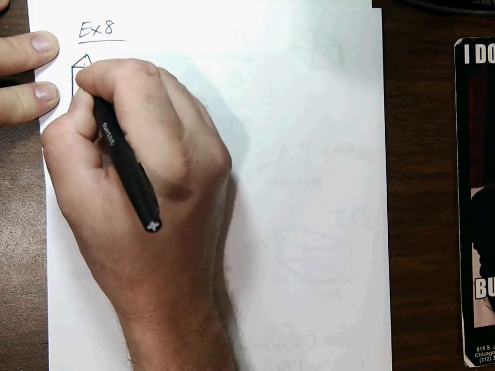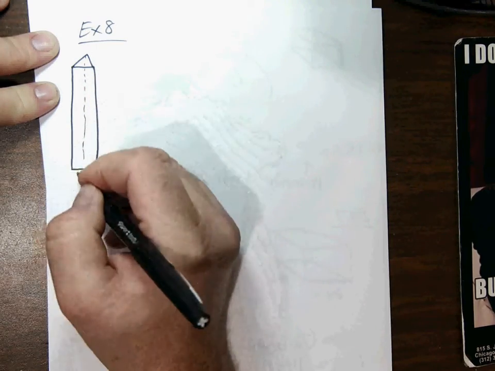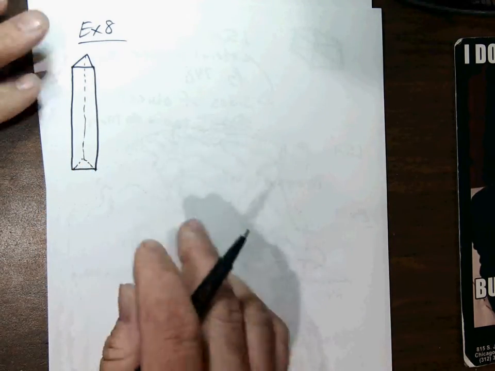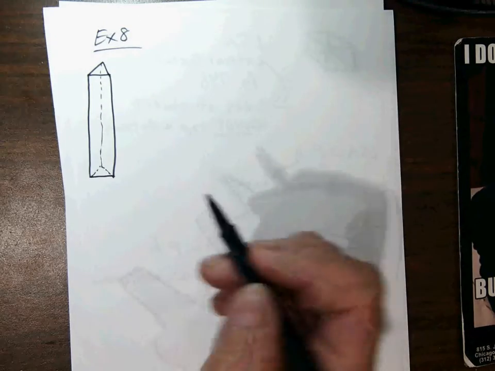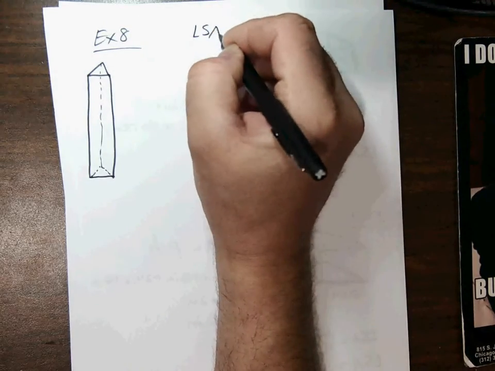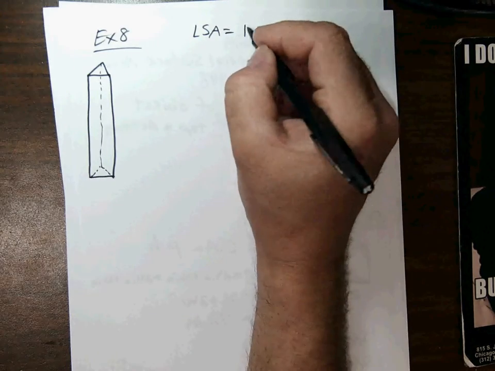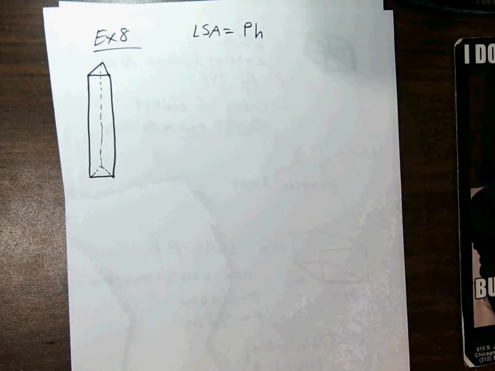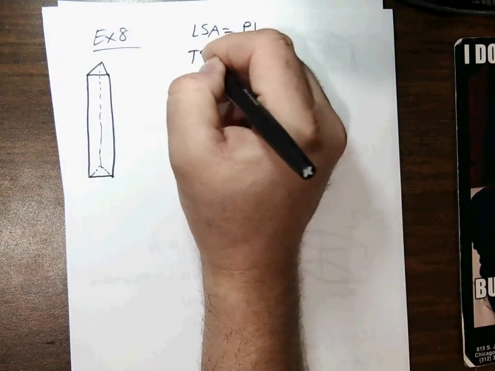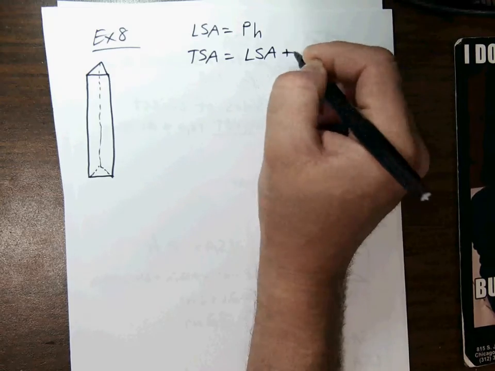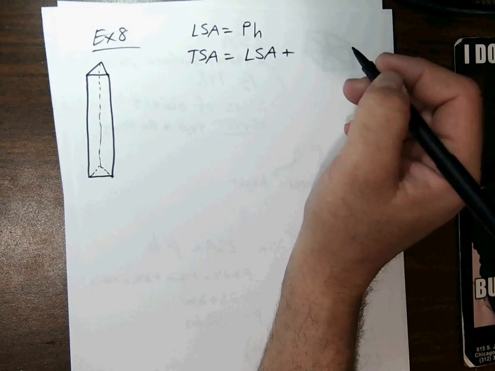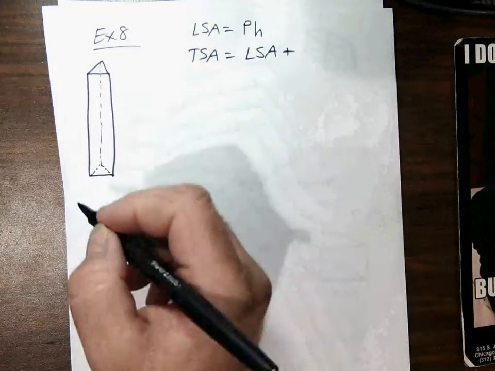And we'll drop that down like that. Okay, triangular prism. Again, lateral surface area is just the perimeter times the height, okay? But if I want to find total surface area, it equals the lateral surface area plus something else, right? Plus the area of the top and the bottom.